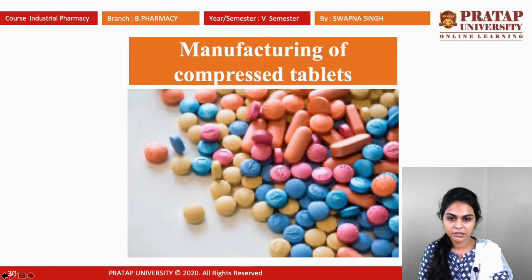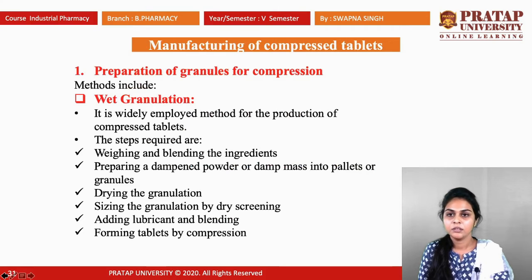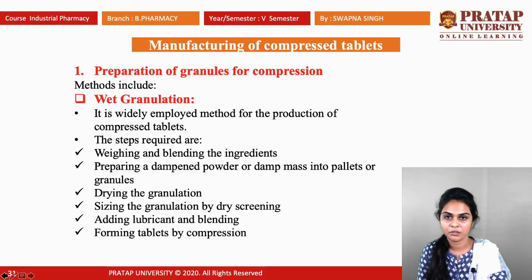My name is Swapna Singh, and today we are going to discuss the manufacturing of compressed tablet. First of all, we start the manufacturing of compressed tablet. The first step is preparation of granules for compression. There are three methods included for preparation of granules for compression. First one is wet granulation method, second is dry granulation method, and third one is direct compression method.